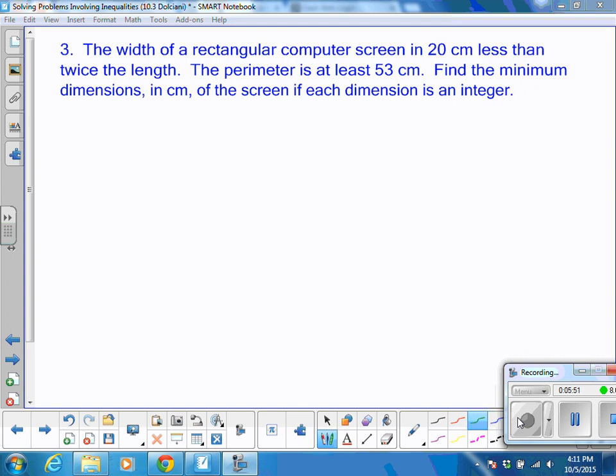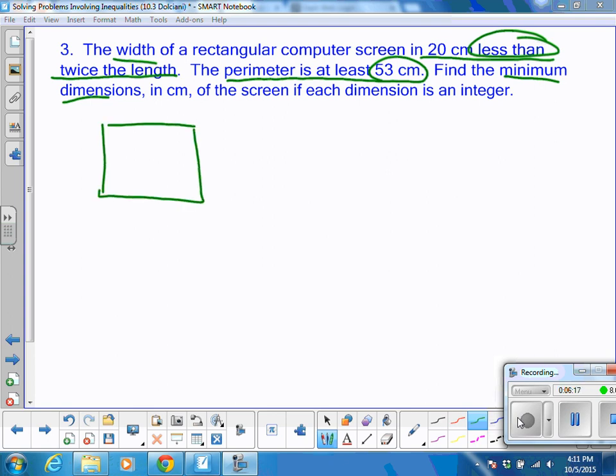Let's see, so the computer screen's width is 20 centimeters less than, I'm going to keep that in mind, twice the length. And then we've got the perimeter is at least 53 centimeters. Find the minimum dimensions. So we're finding minimum dimensions of the screen that this works out. For this one, I'm going to use kind of a drawing maybe to help me see this one.